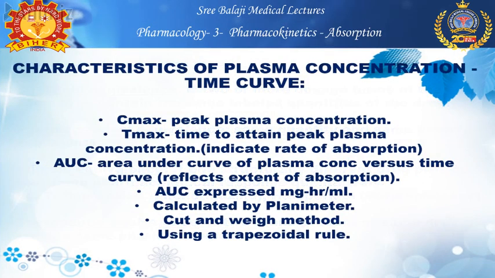So we have a calculation that is done for bioavailability. The characteristics of the plasma concentration time curve: we have C max, that is peak plasma concentration, and T max, which is the time to attain peak plasma concentration, that indicate the rate of absorption. Then we have the area under the curve of plasma concentration versus time curve, which reflects the extent of absorption. The area under the curve is expressed in milligram hour per ml. It is calculated by planimeter, cut and weigh method, and using the trapezoidal rule.